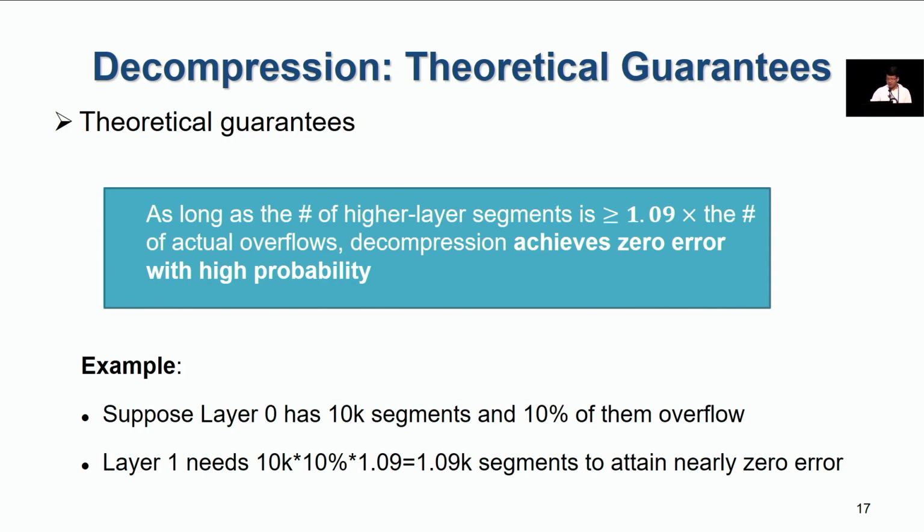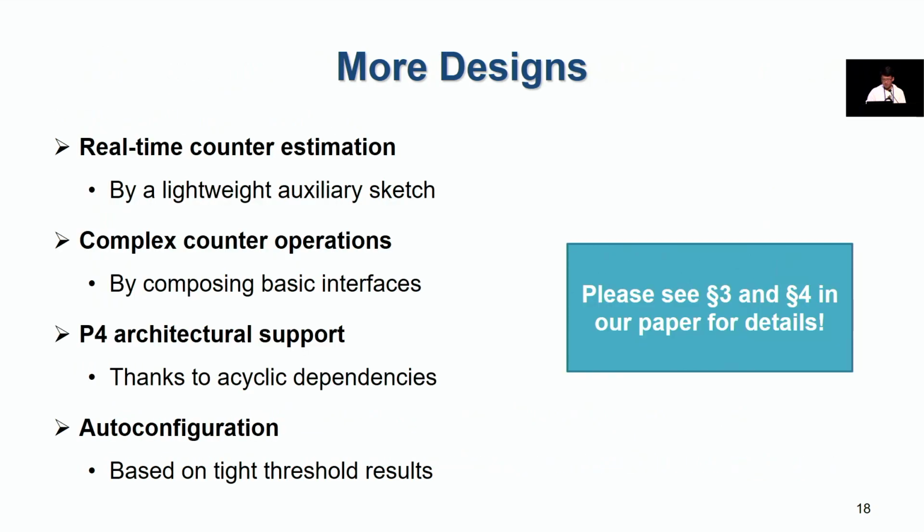Moreover, we proved the nearly zero error property in theory. The key result is as follows. As long as the number of higher layer segments is 1.09 times that of the actual overflows, decompression achieves zero error with high probability. For example, suppose there are 10,000 segments and 10% of them overflow. Then the next layer only needs 1,090 segments to attain nearly zero error decompression.